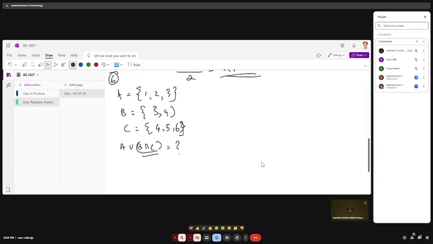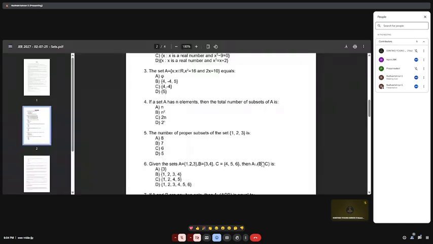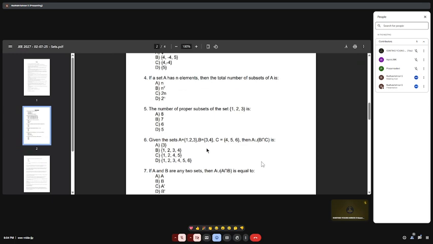Okay, so first let us calculate B intersection C. What is B intersection C? 4, sir. Yeah, only 4. Right. Now A is 1, 2, 3. So A union B intersection C is what then? 1, 2, 3, 4, sir. Very good. So that will be, which option is that? Option B, sir. Okay.